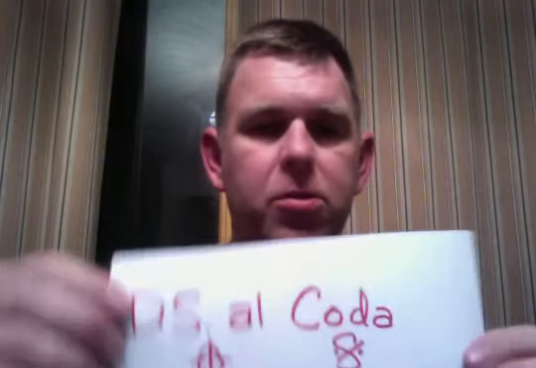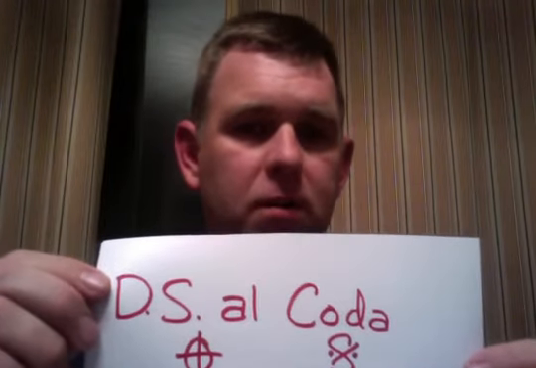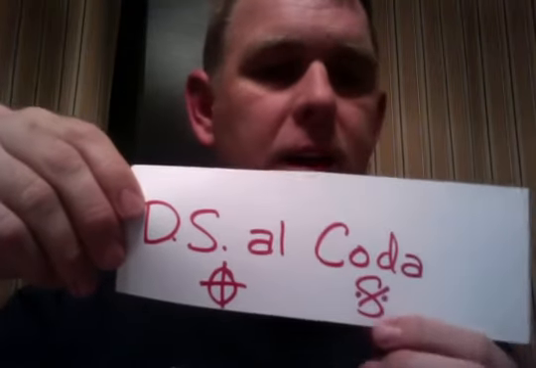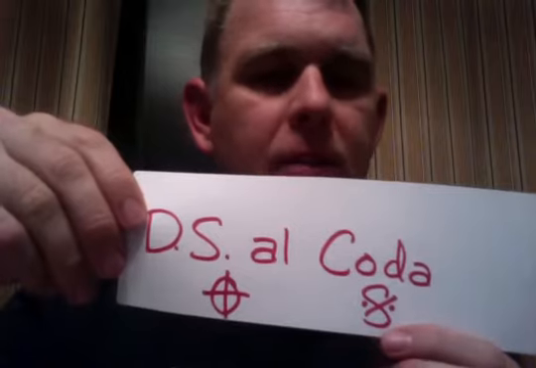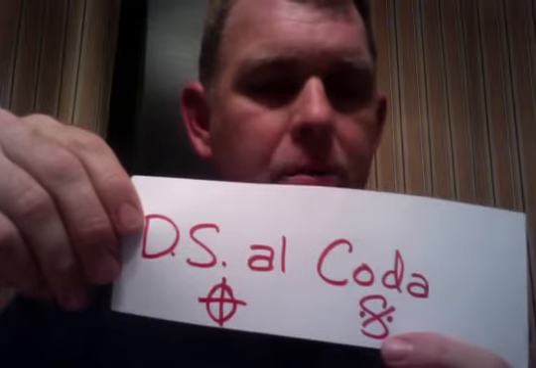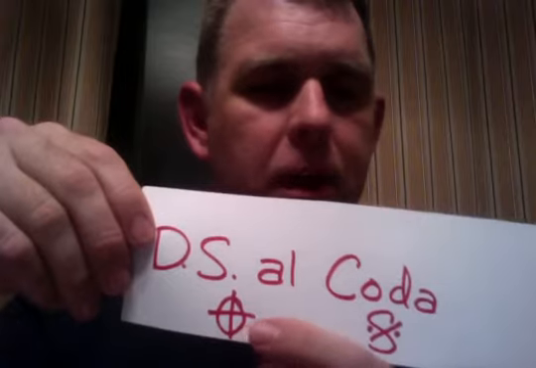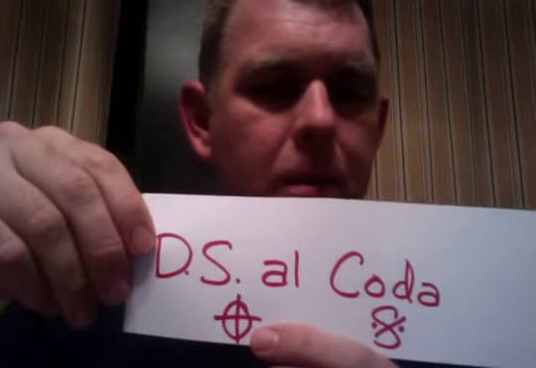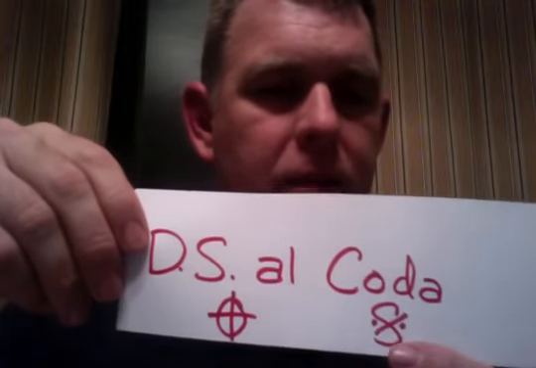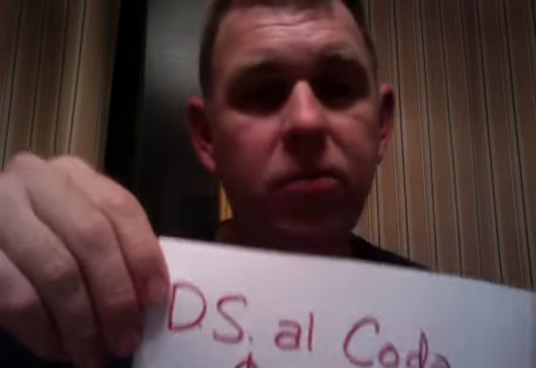And the next term we have for you is a DS al coda. Now this one is a little more confusing. DS means dal segno, which means go back to this thing right here that looks kind of like a dollar sign maybe, and that's called the sign. You go back to that sign, and then you play until you get to the coda sign, and that's the coda sign right there. So when you have a DS al coda, you go back to the sign, play until it says to coda, and then go to the coda, which is usually the ending part of your song.